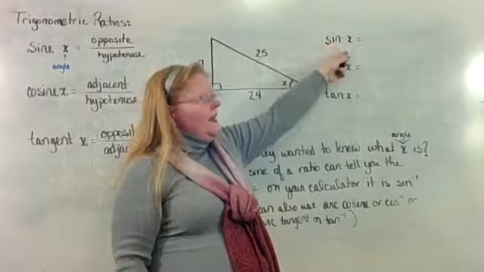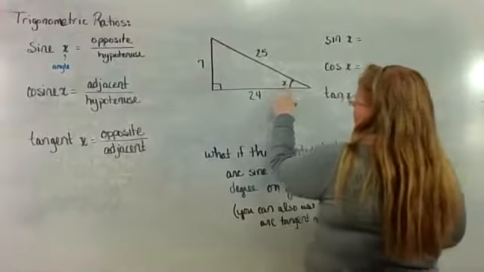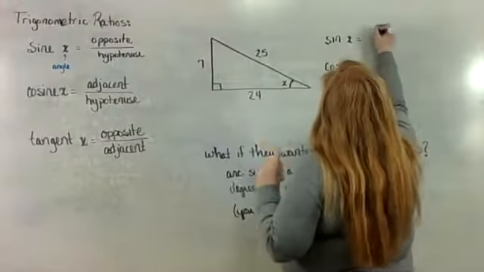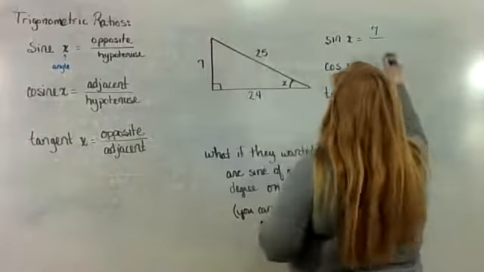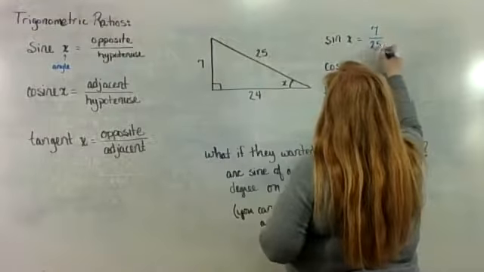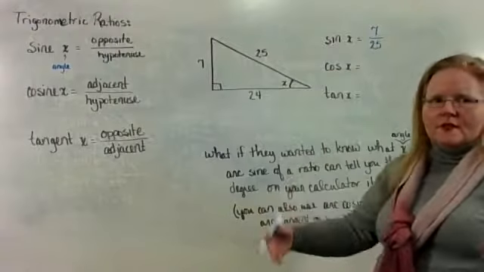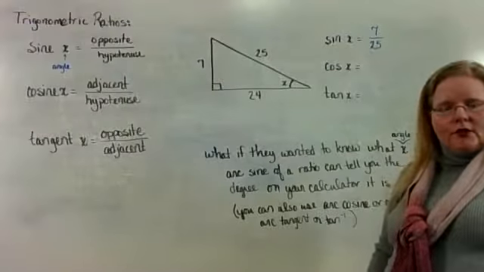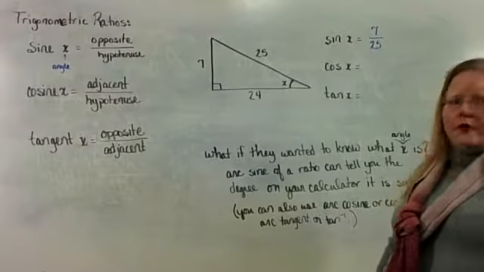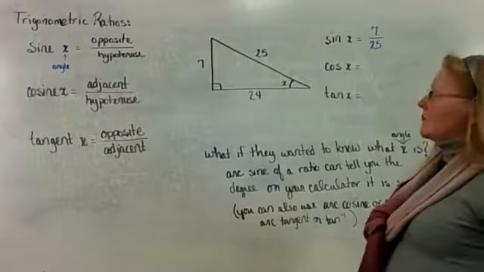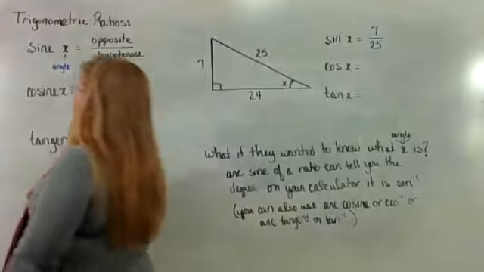So sine x is going to be equal to the opposite side from this, which is 7, over the hypotenuse of the triangle, which is 25. So our sine x is going to equal 7 over 25, which, yes, is a fraction. And yes, your calculator doesn't see it as a fraction. It sees it as a decimal. We'll get to that in a minute. Okay. Now, back over here.